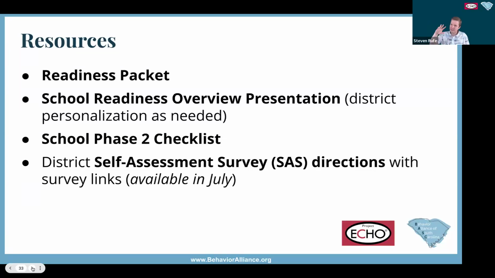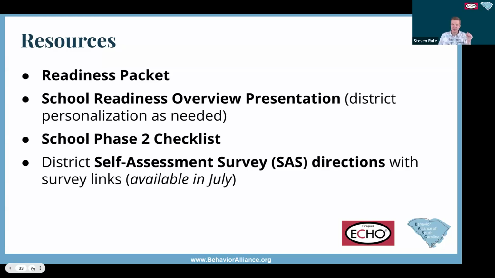And as with most of our stuff, there's a bunch of yellow on the slides where you can, and are encouraged to, personalize it for your district. And then we also made a school phase 2 checklist. So at the school level, you can communicate what the whole year is going to look like in their planning year. That's phase 2 for the schools to look through and see what the whole year looks like for a school. It's really a helpful school-level document.